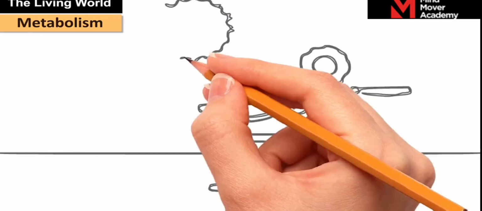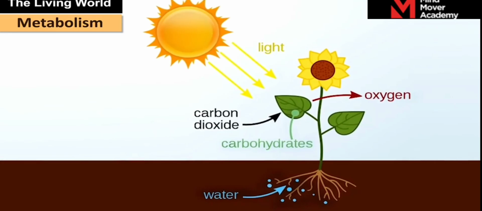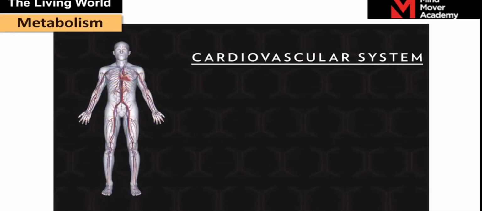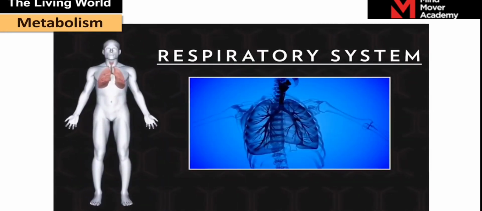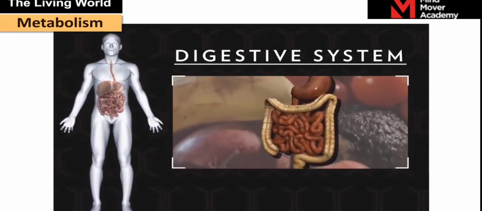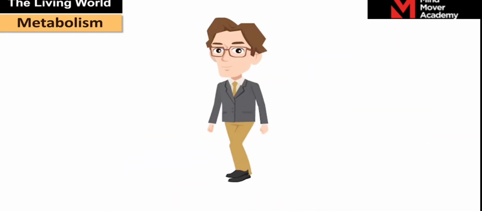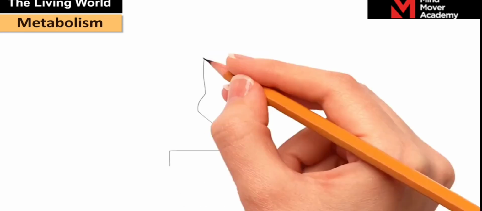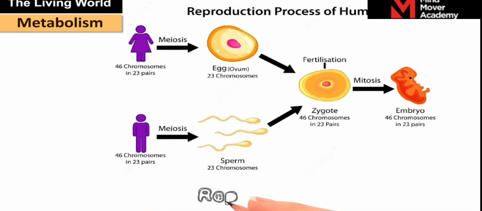Let's take some more examples. For example, the plants carry out the process of photosynthesis to make their food. Similarly, many chemical reactions, in fact biochemical reactions, take place in the human body also, so that the human body can function properly. So all the activities of a living organism, be it the growth and development, the movements, the responsiveness, the reproduction, etc., they are due to metabolism.